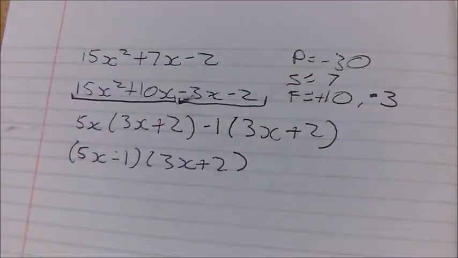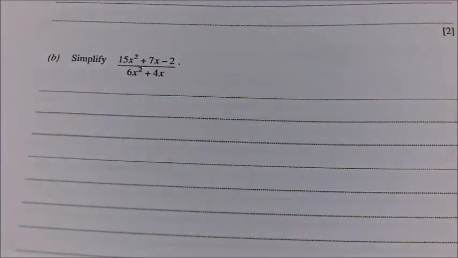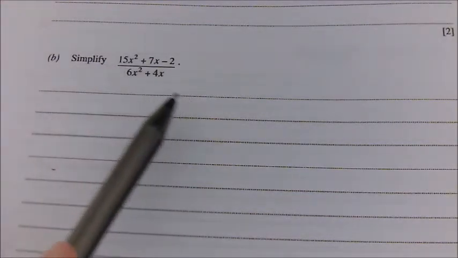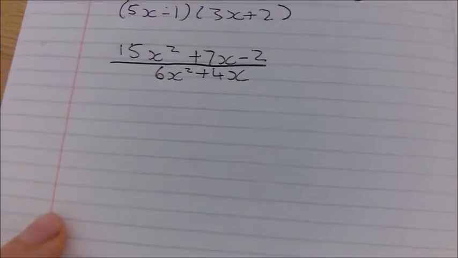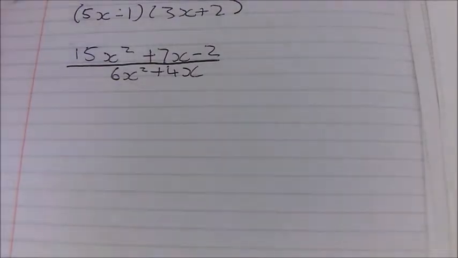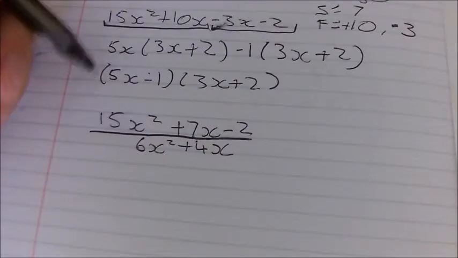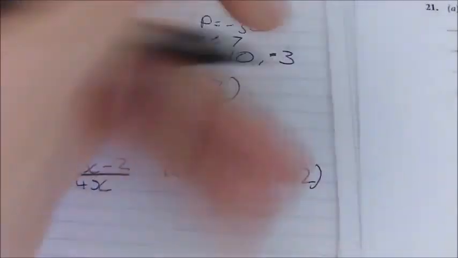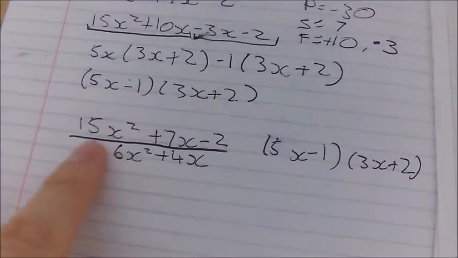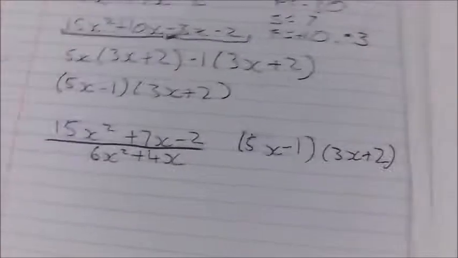And then to fully factorize, it will be 5x minus 1 in brackets, and 3x plus 2 in brackets. So question B on this question is simplify 15x squared plus 7x minus 2 all over 6x squared plus 4x. So I've got that here. We can rewrite the numerator as 5x minus 1 in brackets and 3x plus 2, because I factorized the numerator into this earlier.